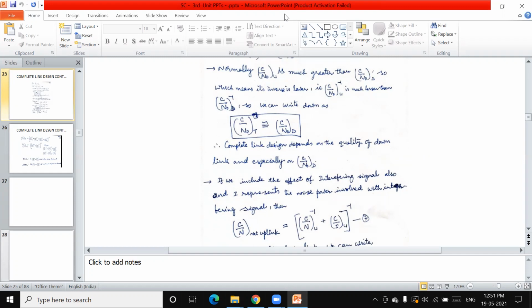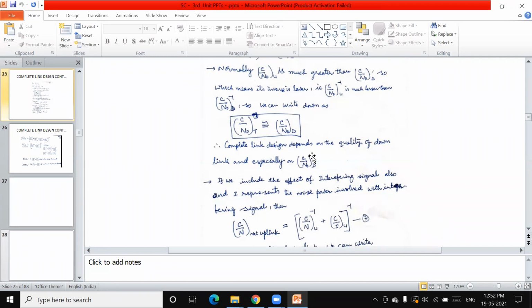Further you simplify, and you get C by N naught T inverse is equal to C by N naught U inverse plus C by N naught D inverse. In this, C by N naught U is very much greater than C by N naught D. Therefore, C by N naught U inverse is much smaller than C by N naught D inverse, and can be neglected. The remaining one will be C by N naught D inverse. So C by N naught T inverse is approximately equal to C by N naught D inverse.